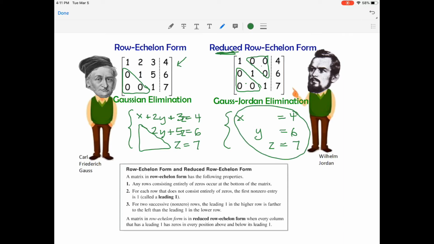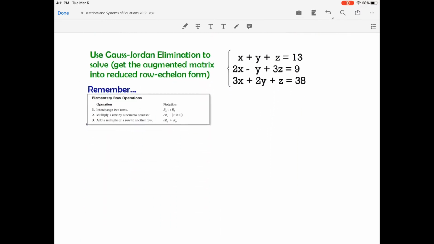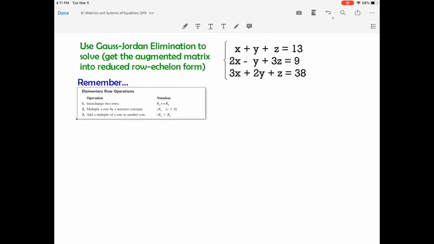So that's what we're going to be working on, is using Gauss-Jordan elimination to write our augmented matrix in reduced row echelon form. That's a lot of big words, but I think it's going to be a pretty simple process since we already know how to do the Gauss stuff. All right, step one, we're going to write that again as an augmented matrix.